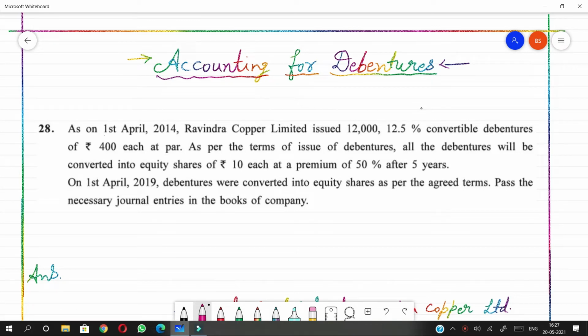Sum number 28. As on 1st April 2014, Ravindra Copper Limited issued 12,000, 12.5 percent convertible debentures of rupees 400 each at par. As per the terms of issue, all the debentures will be converted into equity shares of rupees 10 each at a premium of 50 percent after 5 years. On 1st April 2019, debentures were converted into equity shares as per the agreed terms. Pass the necessary journal entries in the books of the company.